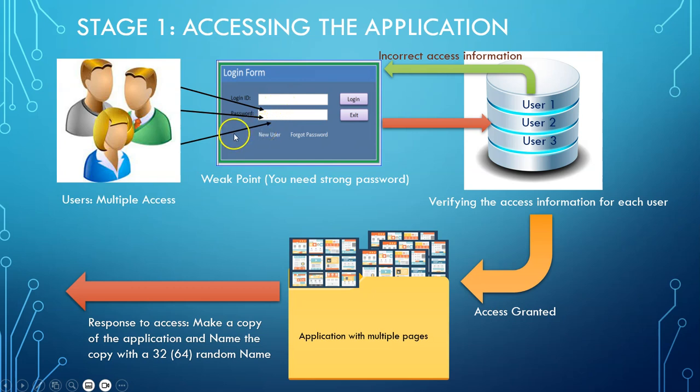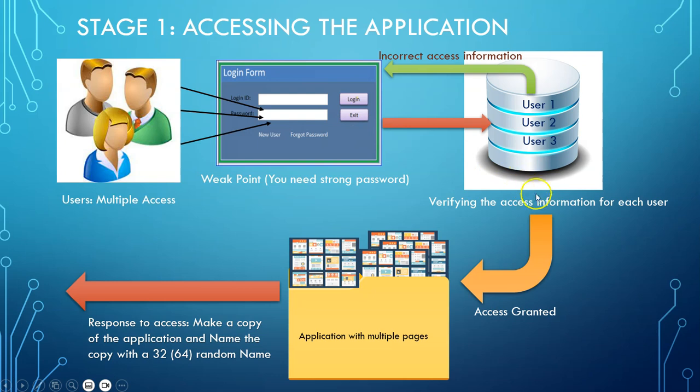Assume that we have an application with multiple access of users. Every user should access the application using his ID and password. Of course, the ID and password will be checked to be the same as in the database. If there is incorrect information, an incorrect ID or password, it will not match the data in the database and will request the user to enter the correct access information again.